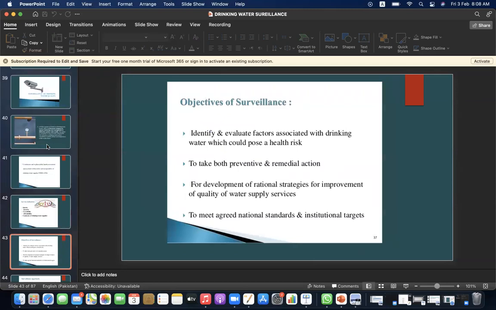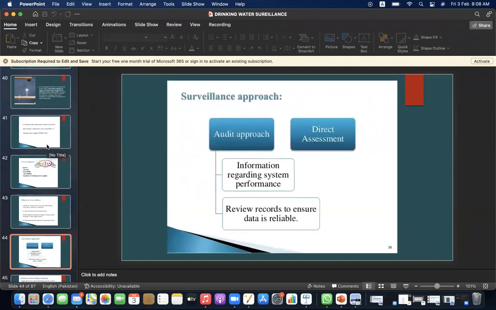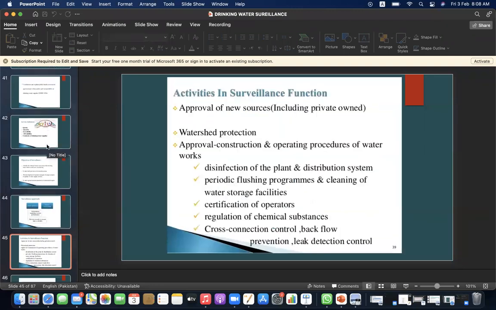Objectives of surveillance: identify and evaluate factors associated with drinking water which could pose a health risk, to take both preventive and remedial action, for development of rational strategies for improvement of quality of water supply services to meet aggregate national standards and institutional targets. Surveillance approach: there are two parts, audit approach and direct assessment. Audit approach comprises the information regarding system performance and review of records to ensure data is reliable.